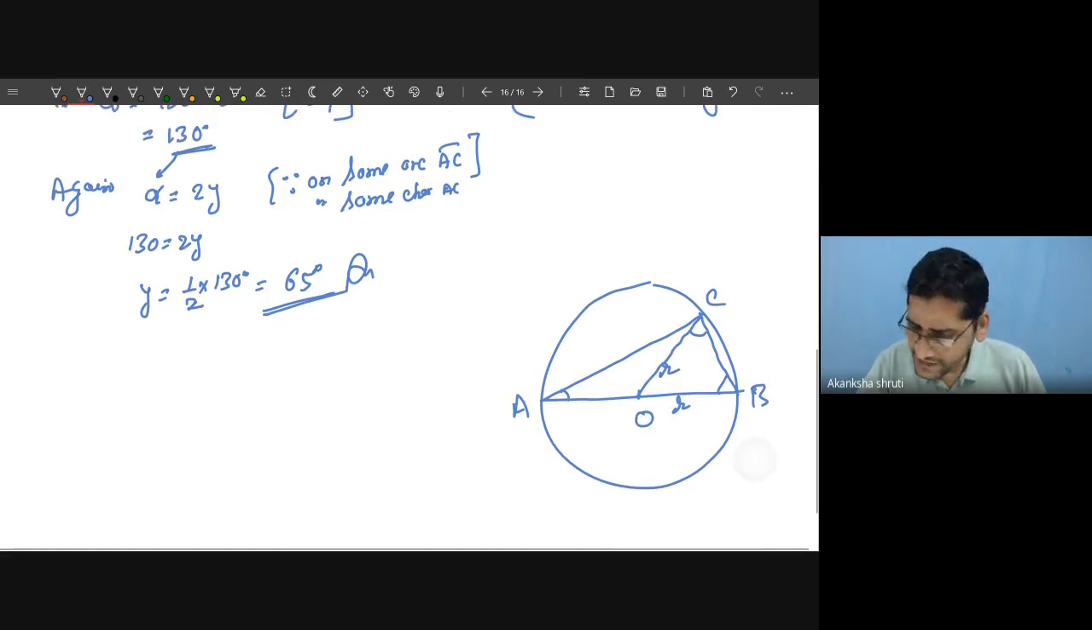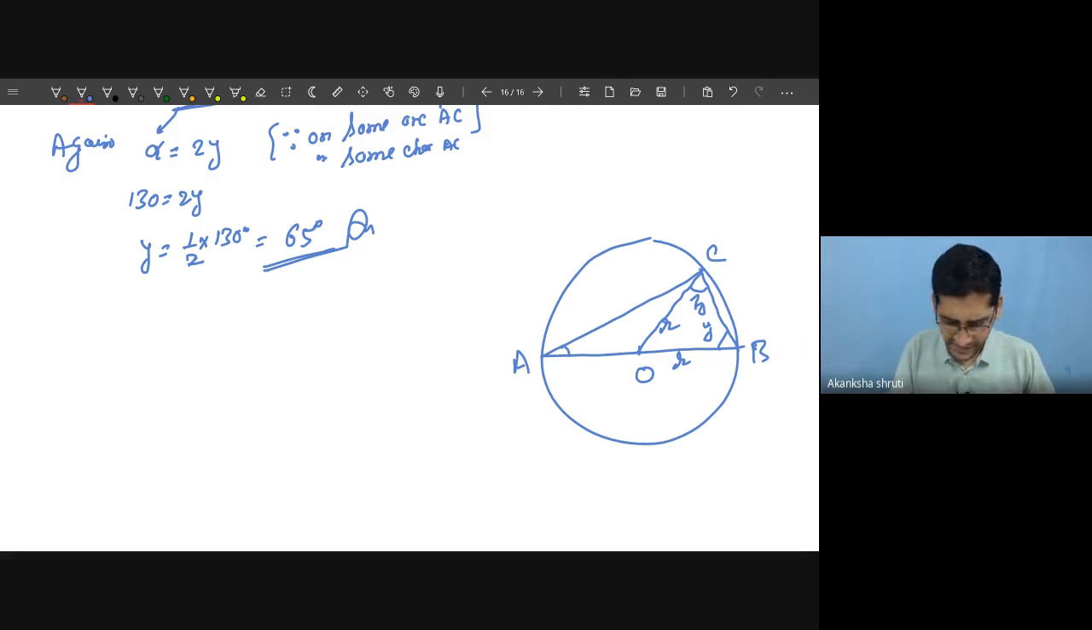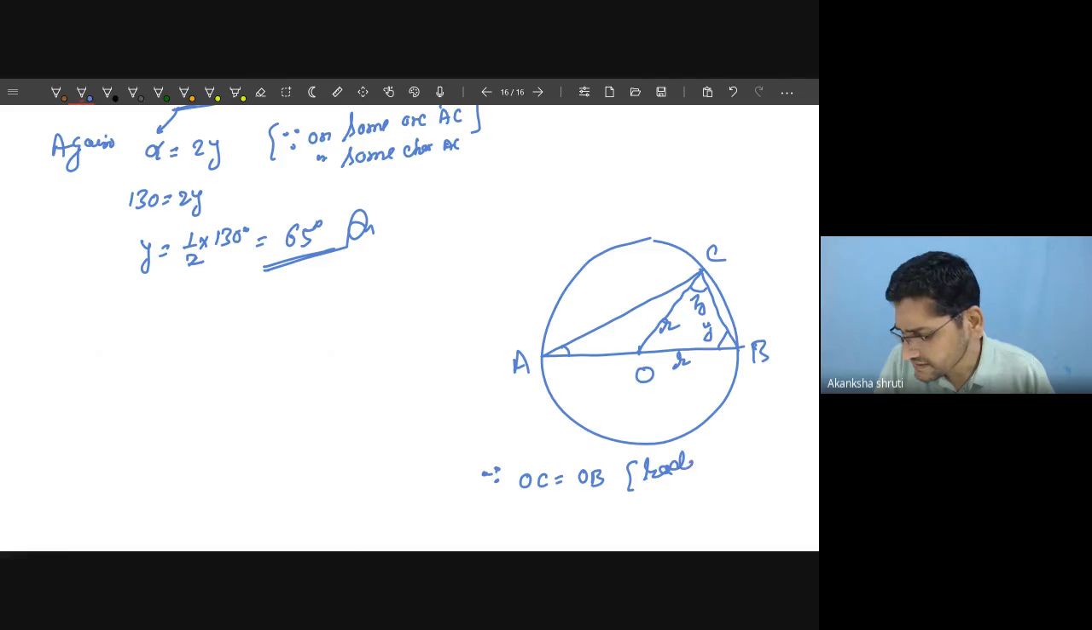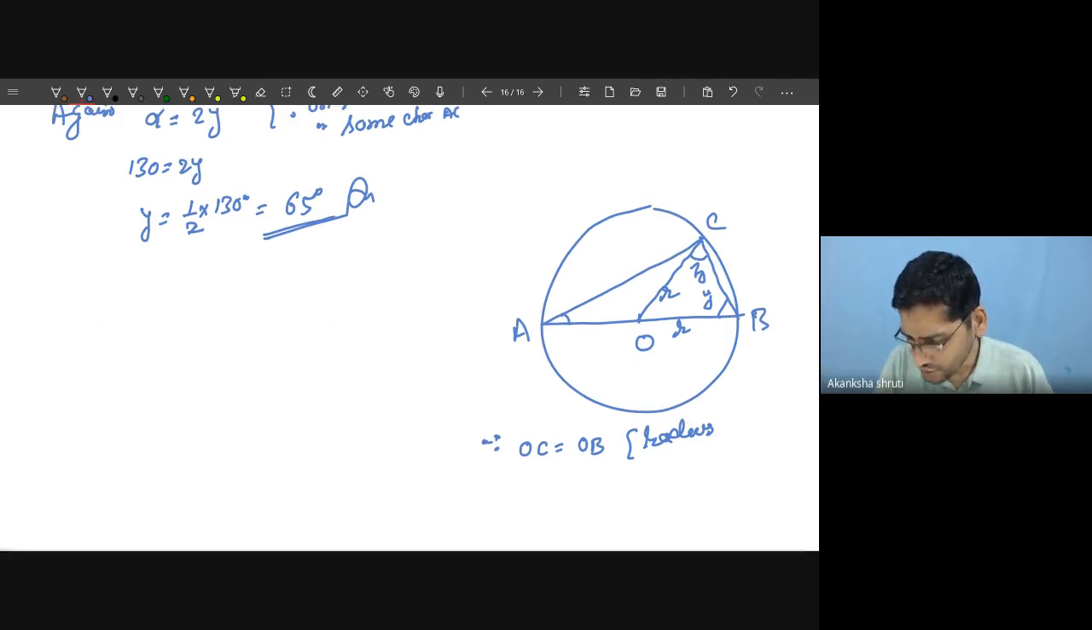So, whatever this Y is, it will be same as this Z. That we can also apply. Since OA, sorry, OC is equal to OB, both are radius, therefore it is an isosceles triangle. This implies angle Z is equal to angle Y, since in isosceles triangle OBC, it is this one.